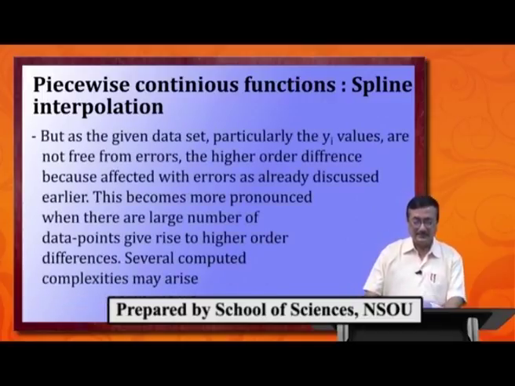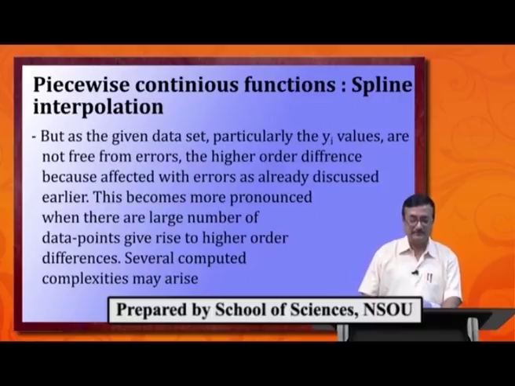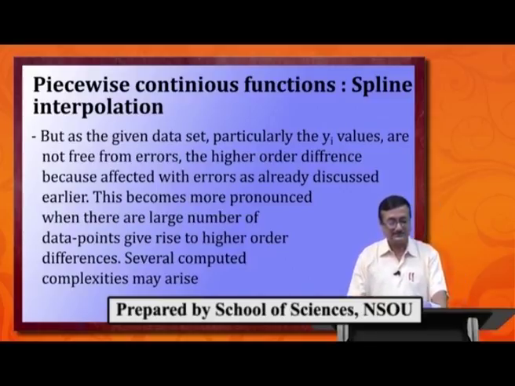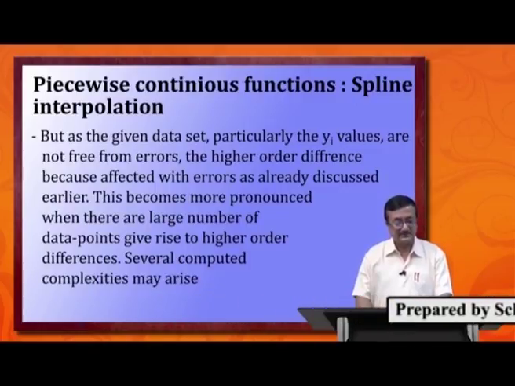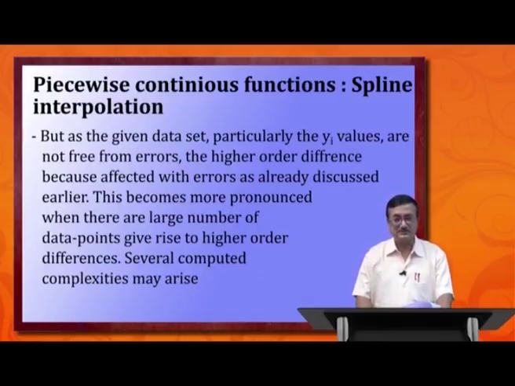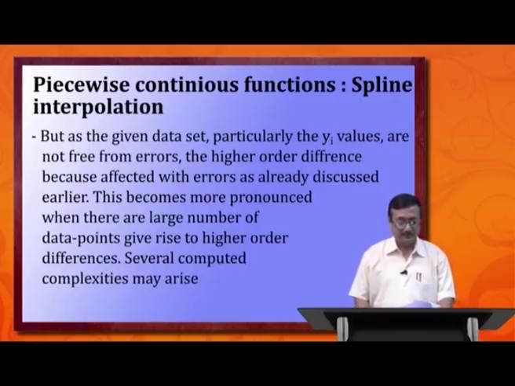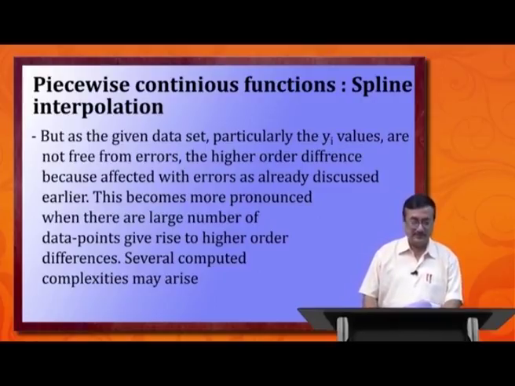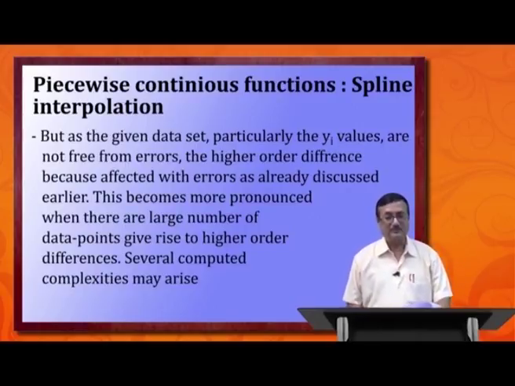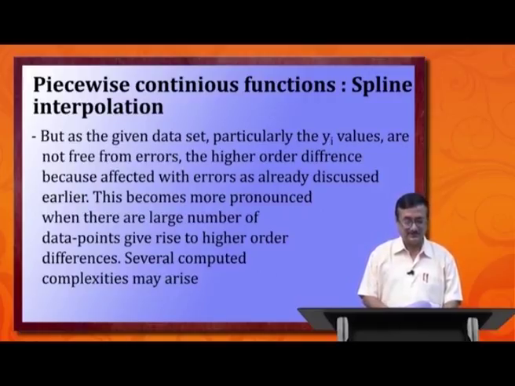But the given data set, particularly the yi values, is not free from errors. There must be rounding errors, there must be observational errors. The higher order differences become affected by errors, as we have already discussed. Please note that it was discussed where we considered noise level in a difference table. This becomes more pronounced when there is a large number of data points. This will give rise to higher order differences and several computational complexities will arise.